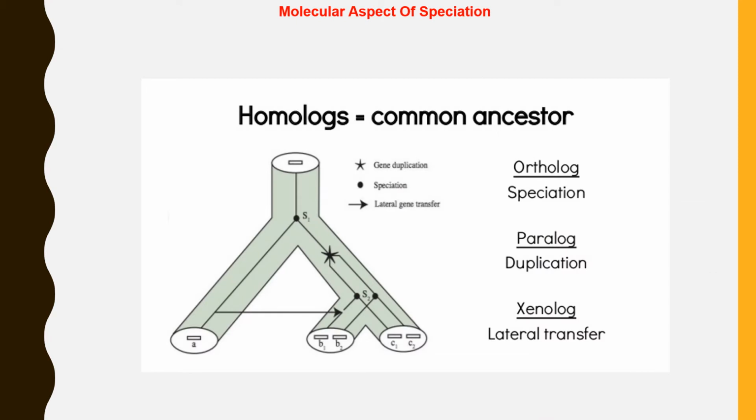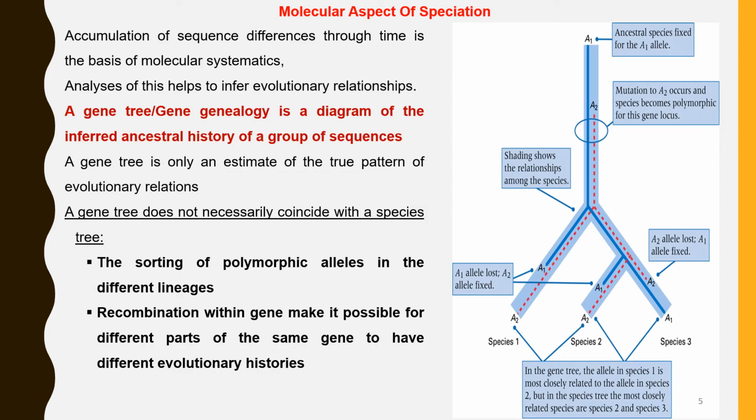Figure here represents the ancestry of orthologs, paralogs, and xenologues. Accumulation of variation occurring in nucleotide sequence helps to infer the evolutionary relationship among the sequences. A gene tree represents evolutionary relationship between groups of sequences. Example in the adjacent figure.